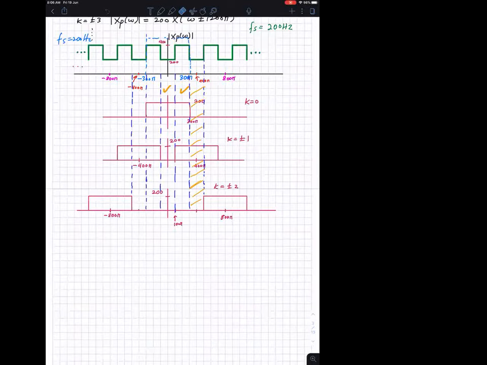Okay, so let's continue from here. There's a few more things to mention about this sampling and reconstruction. After you have done the sampling and you have drawn the amplitude spectrum, let's say now you are going to filter the signal.